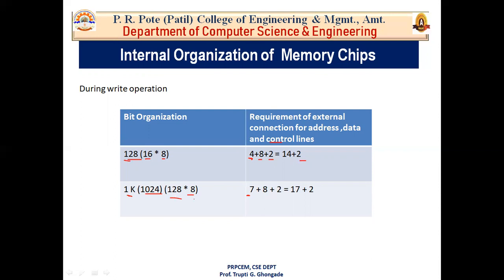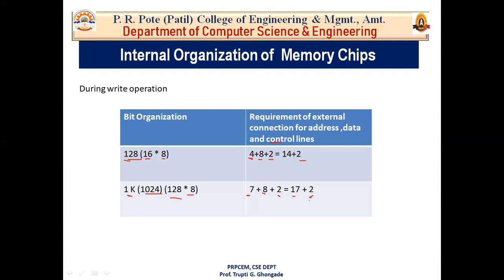Okay, so to represent 8 bits of data, you require 8 data lines. Then this 2 stands for 2 control signals, that is read or write and chip select. So altogether we need 17 lines plus 2. Now this 2 stands for the power supply, that is the positive voltage, and the ground supply. So they will give you the bit organization and they will ask you to write the external connections required.